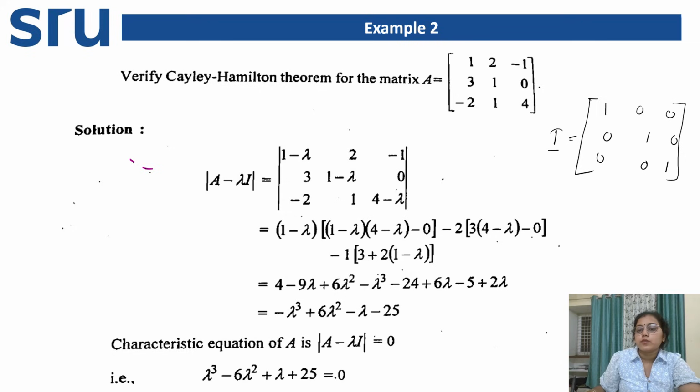Now you have to do the scalar multiplication of lambda with I. So you get lambda 0 0, 0 lambda 0, 0 0 lambda. Simply you have to subtract lambda I from this matrix. You get this type of matrix. Now you have to take the determinant of that matrix.